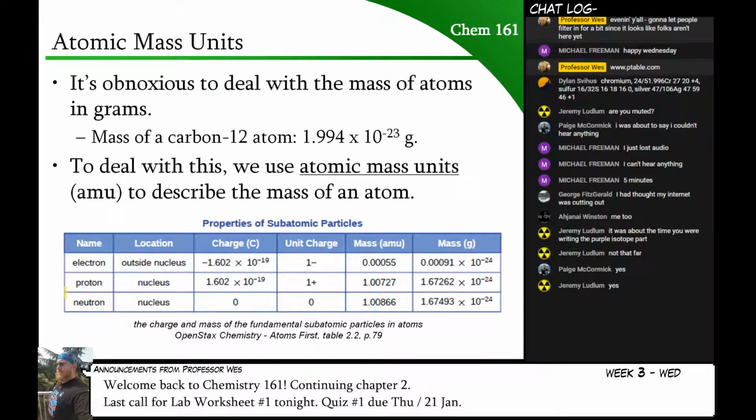Alright. On this slide, we talk about how this number is obnoxious, and I don't want to deal with it, because that is such a tiny number. So instead we use atomic mass units, where the mass of a proton and a neutron have a mass of roughly 1 for a first-order approximation. Now you're going to see that the mass is actually a little bit larger than 1.